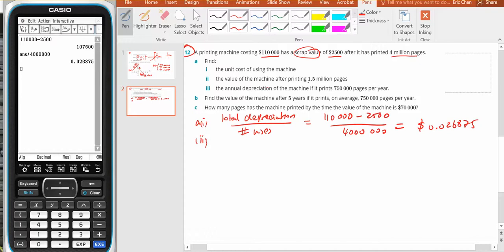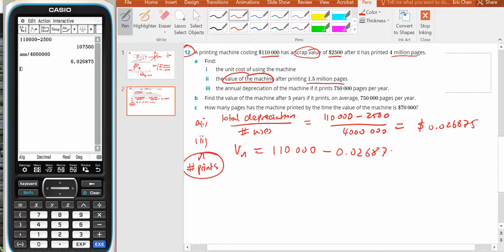Okay, for part two, the value of the machine after printing 1.5 million pages. Now it says the value of the machine. It doesn't say how much I have depreciated after 1.5 million pages. Remember, the value of the machine is given by, well, the value of the machine. If I were to write this as a rule, then Vn, the value of the machine, where n is the number of prints, equals my initial value, 110,000, minus my D value, which is 0.026875, times n, the number of uses.